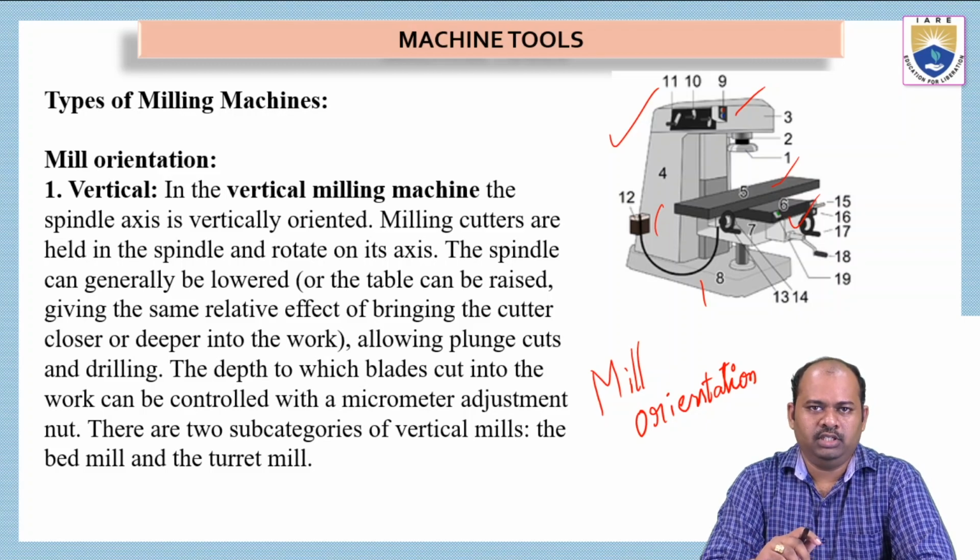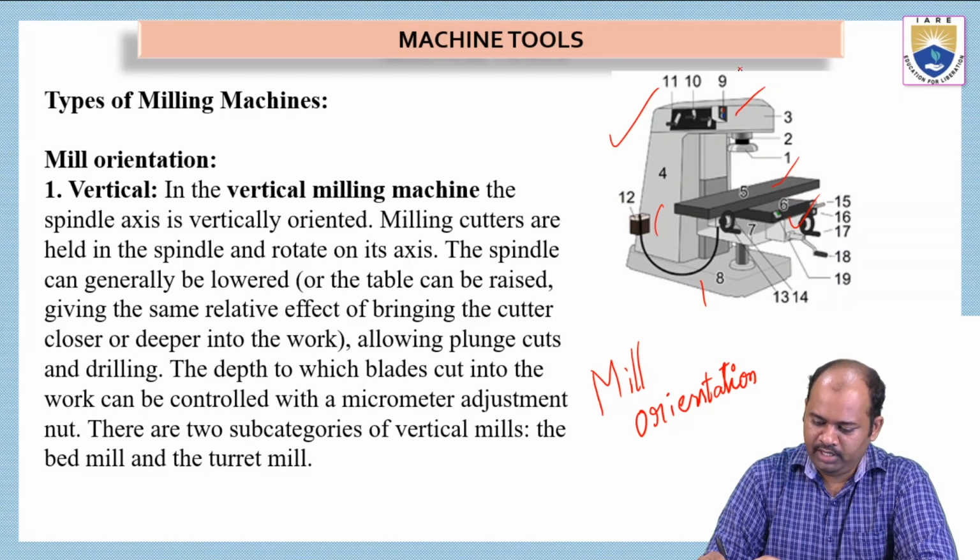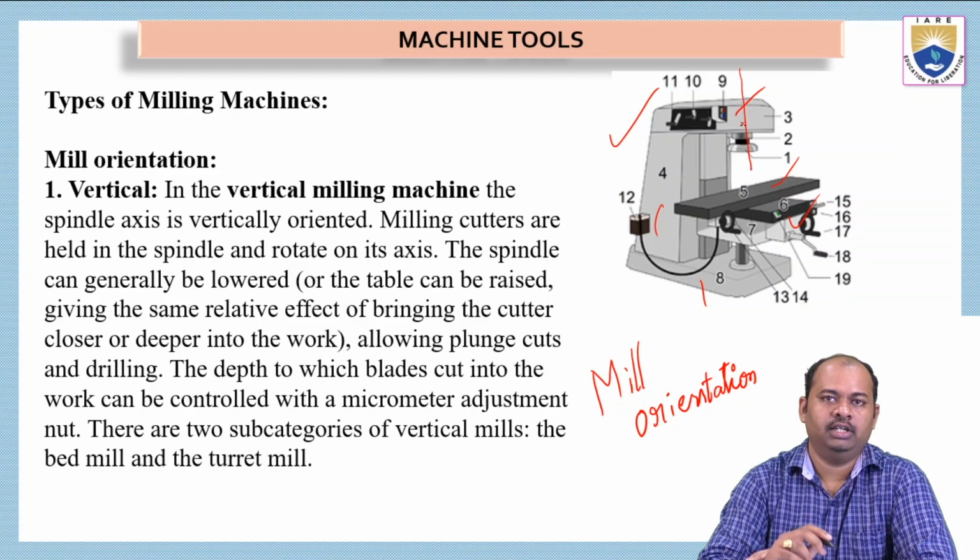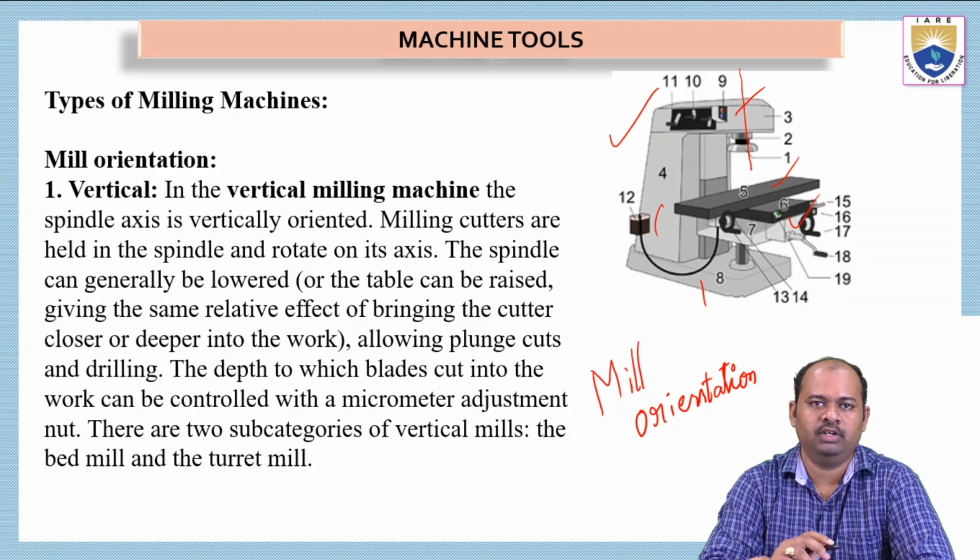In the vertical milling machine, we have to understand some important aspects. The spindle axis is vertically oriented. See here, the spindle axis is vertically oriented. So it will be rotating about a vertical axis, and milling cutters are held in the spindle and rotate on its axis. Whatever the tools, multi-point cutting edge tools are attached to the spindle, they will be rotating in an axis which is vertical.